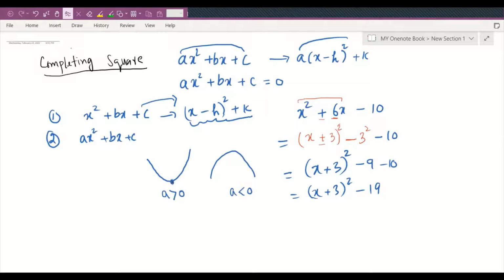This point on the graph is called the turning point or vertex. This is the vertex of the parabola. This is a vertex, and this is also a vertex. The vertex is a point, and every point has coordinates. This completed square form basically gives us the coordinates of the vertex. What are the coordinates of the vertex?